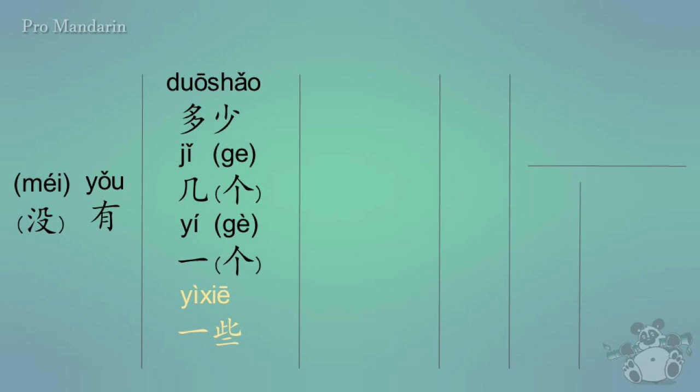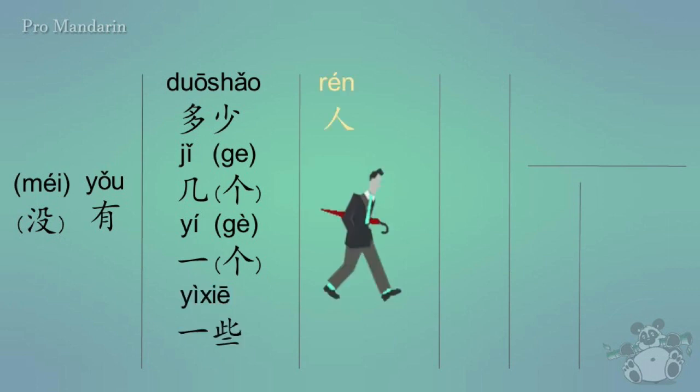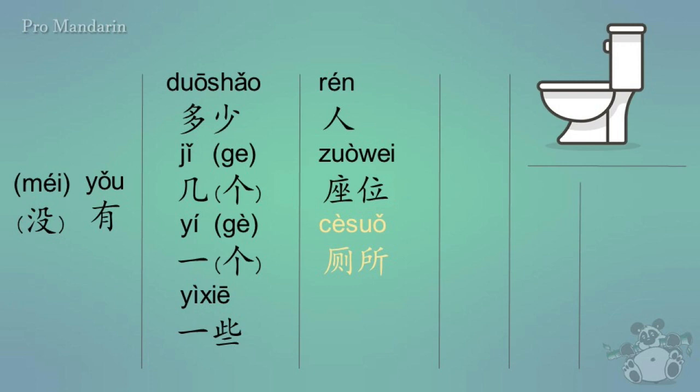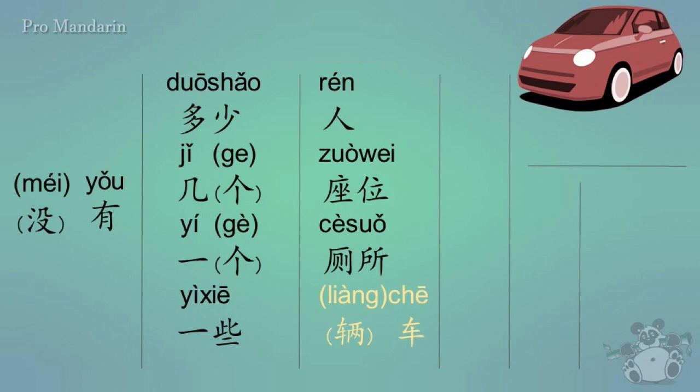All right, in the next column, we're going to have a few new pieces of vocabulary for you. We're going to have 人, which means a person or people. 座位, which means seat or seats. It doesn't matter whether it's a bench or a chair or anything like that. It's just a place for you to sit down, so it's a seat. And then there's 厕所, which means restroom or restrooms. And then we have 车, which means vehicle or vehicles. It could be trucks or vans or cars or anything like that.